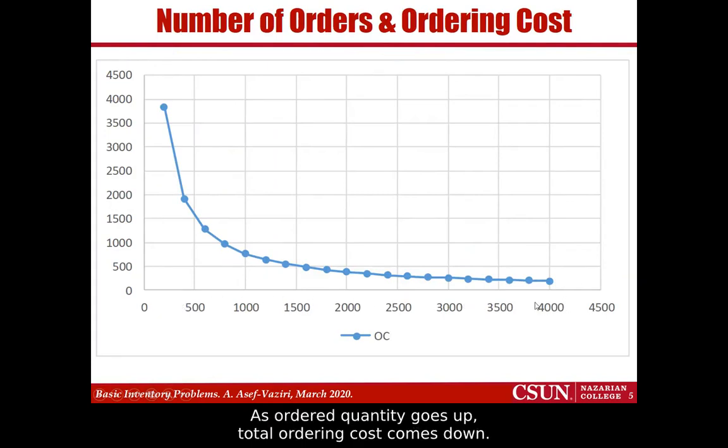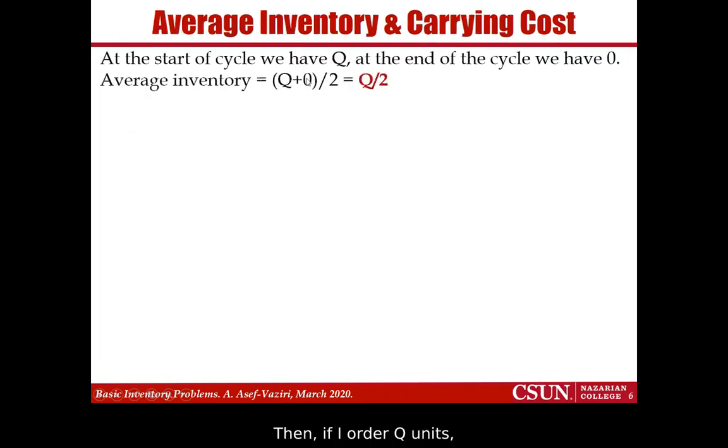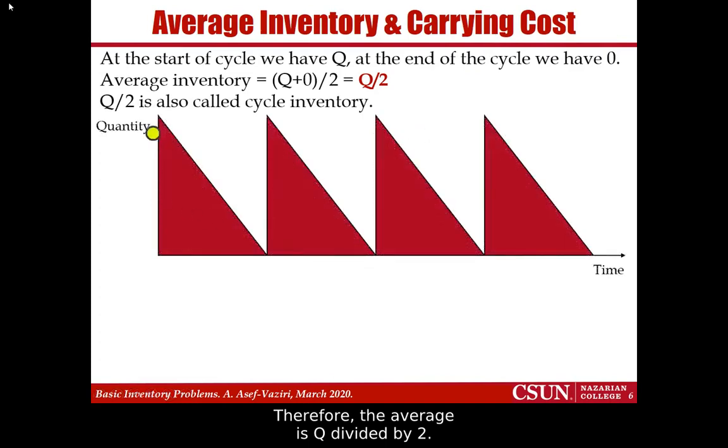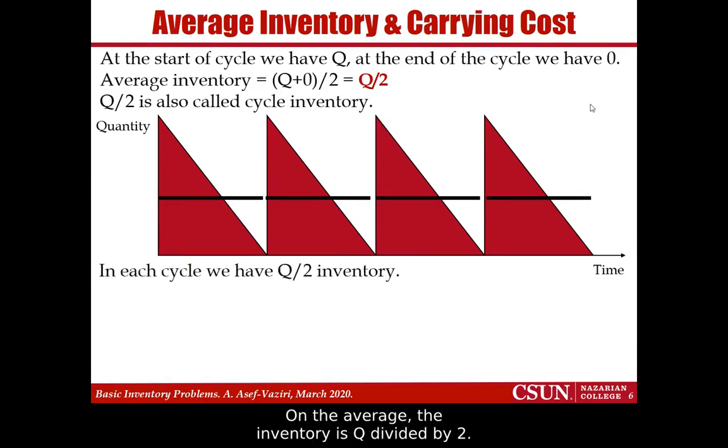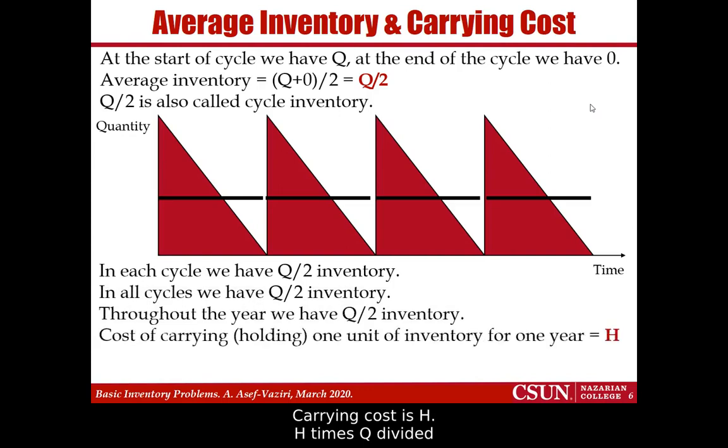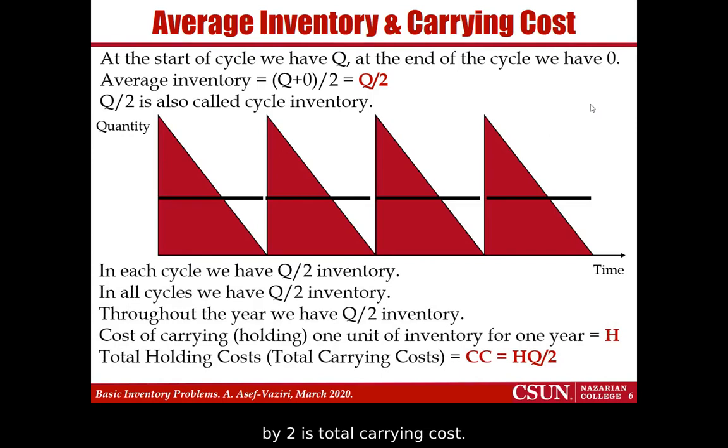As order quantity goes up, total ordering cost comes down. If I order Q units, at the beginning it is Q, then it goes to zero. Therefore, the average is Q divided by 2. On the average, the inventory is Q divided by 2. Carrying cost is H. H times Q divided by 2 is total carrying cost.